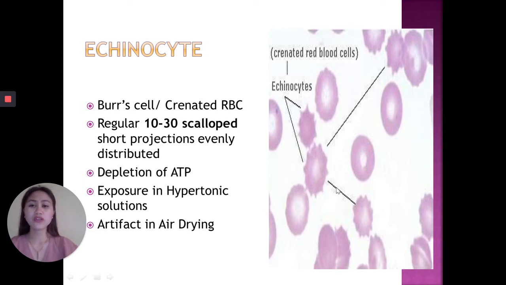And also, echinocytes or crenated RBCs can be caused by exposure to hypertonic solution. So if you expose your red blood cells to hypertonic solution, chances are they will be crenated. Another cause of having an echinocyte in your peripheral smear is being an artifact due to air drying.